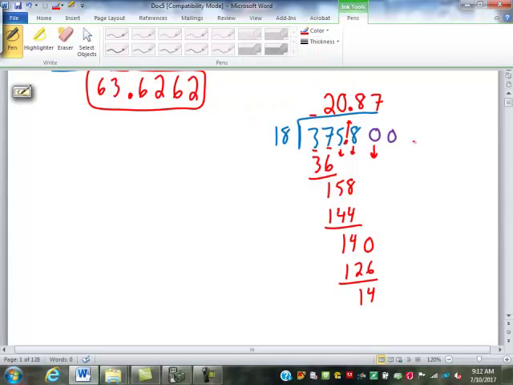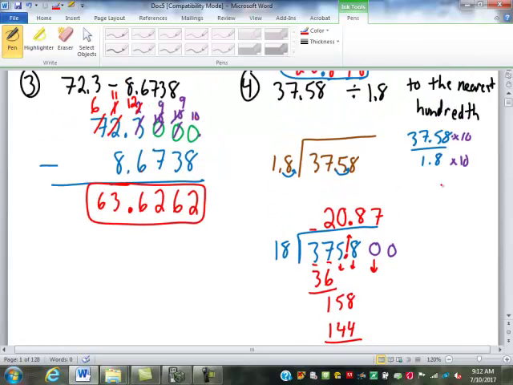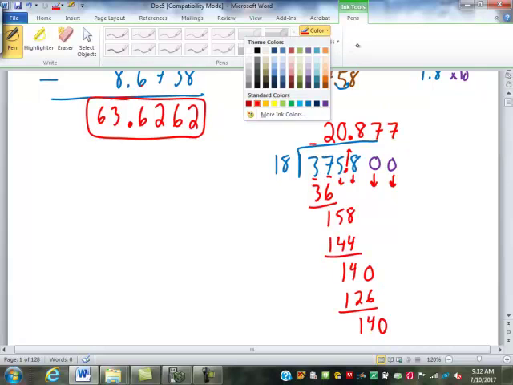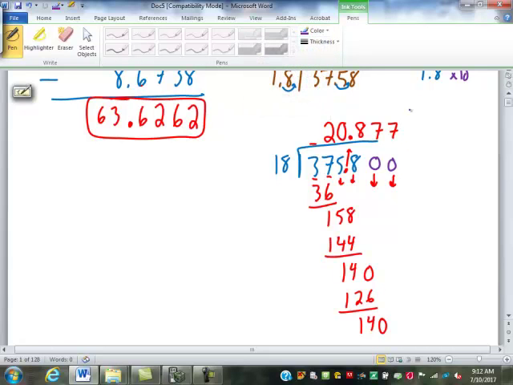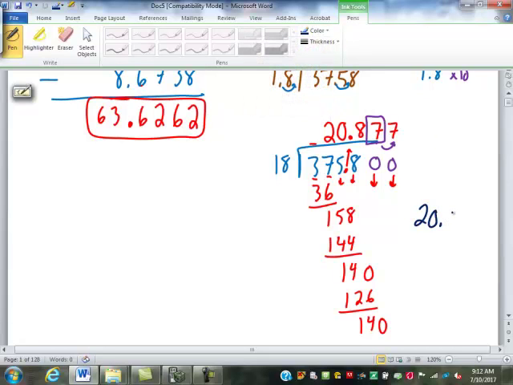But we said to the nearest hundredth. Aren't we to the nearest hundredth there? Yes? So do I still need that other 0? Yes, I do. We always have to go 1 past. So 18 into 140 still goes 7 times. So to the nearest hundredth, the hundredths place is this digit right here. That's a 7, so what does that tell us to do? Round it up. So it's 20.88 to the nearest hundredth.